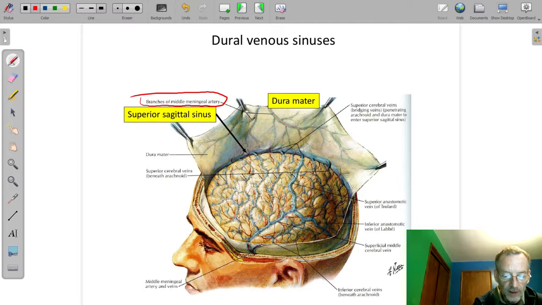The slide is also pointing out the superior sagittal sinus, which drains venous blood. We'll take a look at that next. But we're draining the venous blood from the brain.